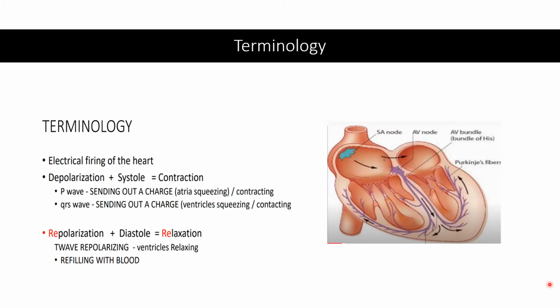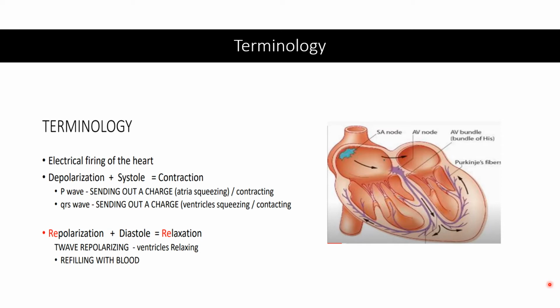Okay, so you've watched Nurse Sarah's video, and now we're going to look at the terminology. Electrical firing of the heart. So you have the heart muscle, and then you need this electricity to go through the heart for the heart to contract and relax. The words I need you to look at are depolarization plus systole, which is equal to the contraction of the heart. Remember when we talk about our potassium levels, potassium helps to contract the heart. All of that is associated with your depolarization and systole.